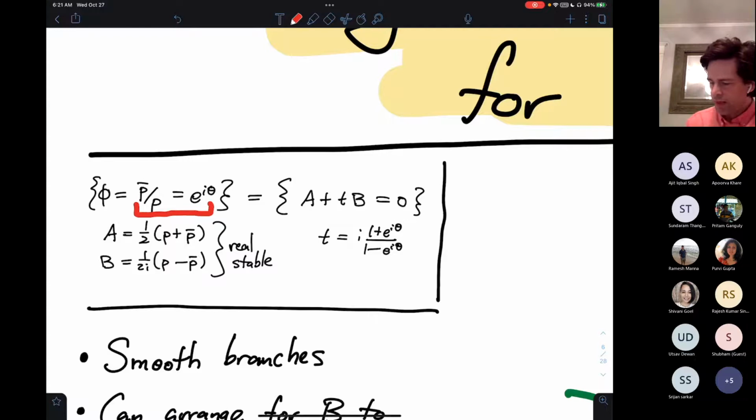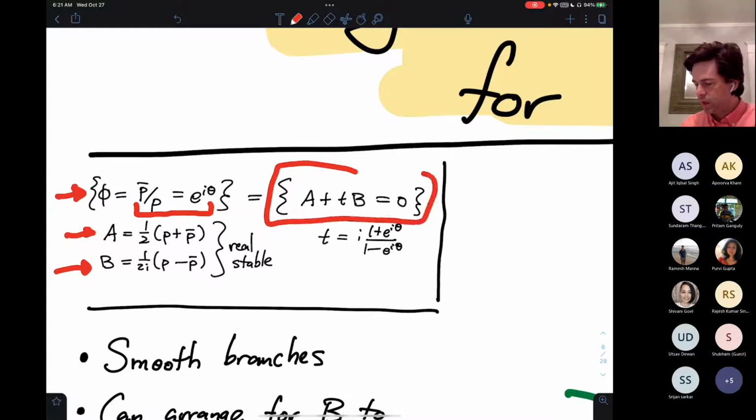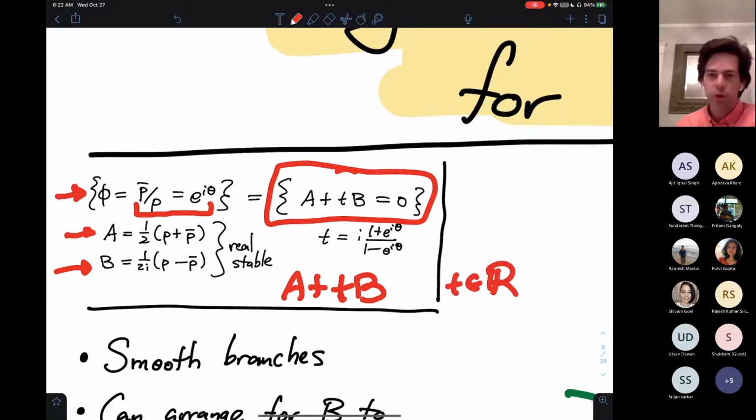It's helpful to rewrite this level set in terms of the real and imaginary parts of P. So if I rewrite capital A as the real part of P and capital B as the imaginary part, these level sets turn out to be level sets of a whole family of real stable polynomials, actually. So this whole family A plus tB, where t is a real number, gives you a whole family of real stable polynomials, and their level sets, as you vary t, give you the level sets of the rational inner functions.